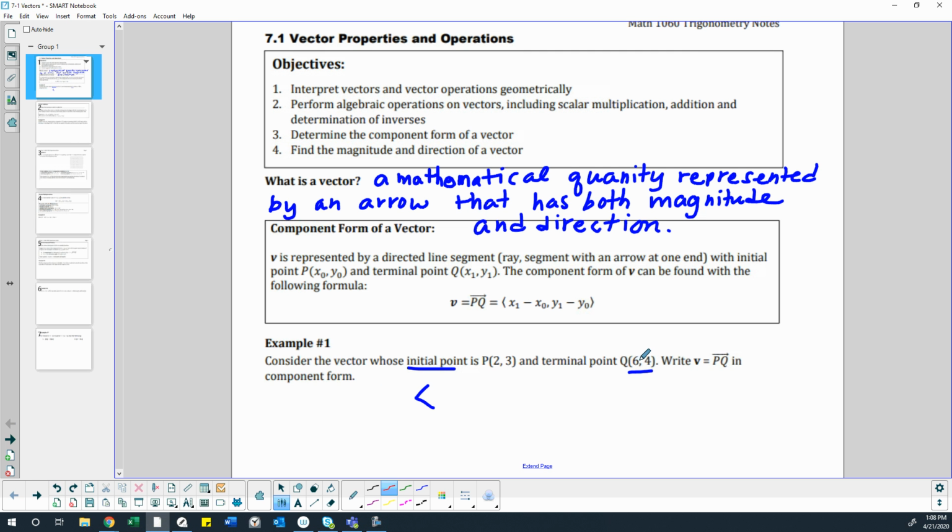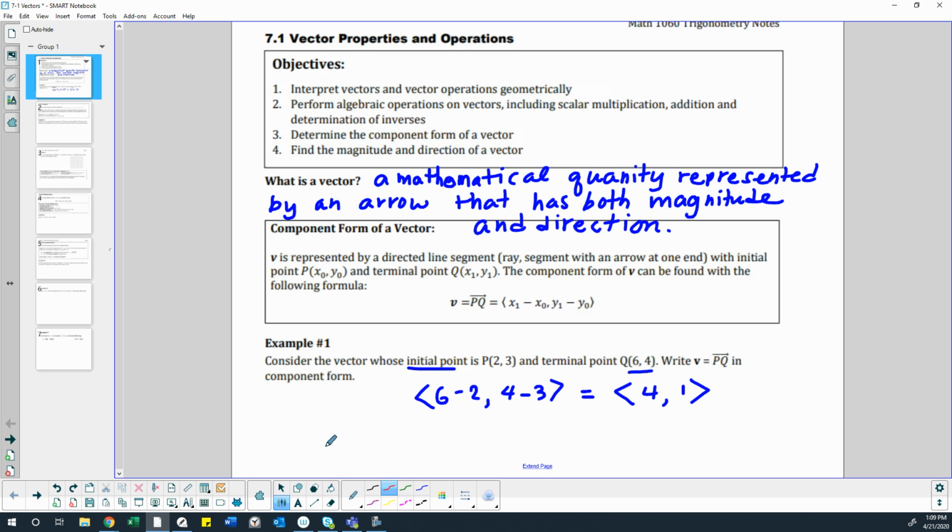Okay, I'm going to take my x value for the terminal point, because that's what this is, and I'm going to subtract my x value for my initial point, because that's what that is, so 6 minus 2, and then my y value terminal point is 4, and I'm going to subtract my y value initial point, which is 3, and that gives us a component form for our vector of 4, 1.